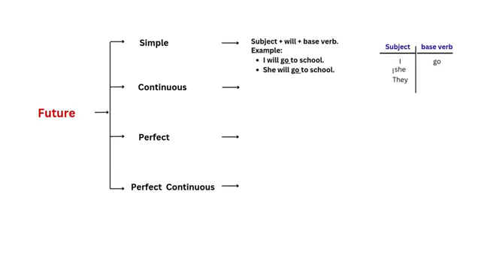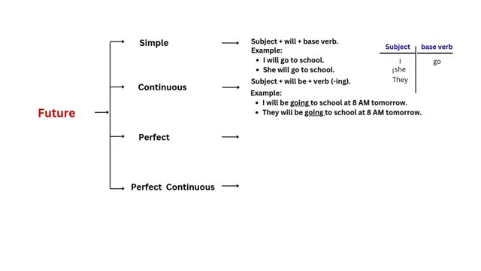Here, I is the subject. Will is the auxiliary verb. Go is the base form of the main verb. To school is the object. She will go to school. Here, she is the subject. Will is the auxiliary verb. Go is the base form of the main verb. To school is the object.